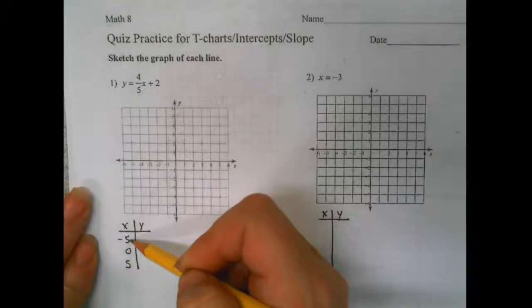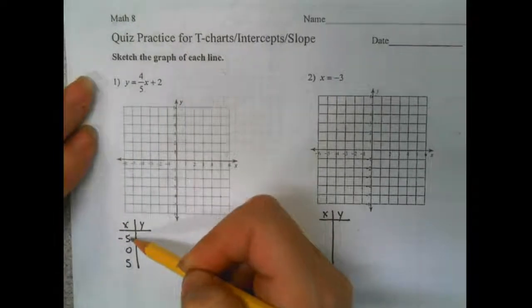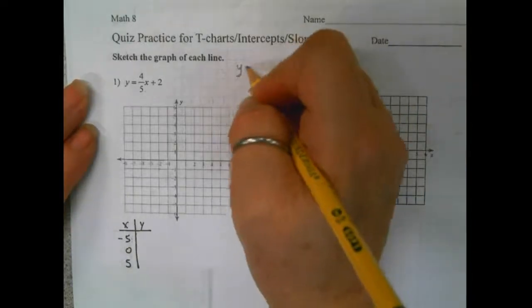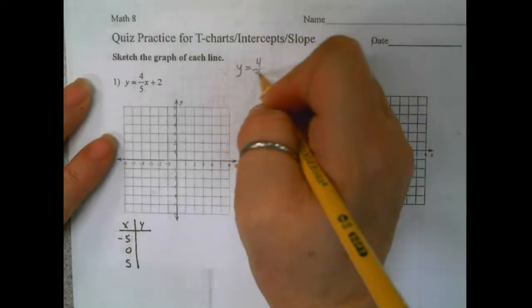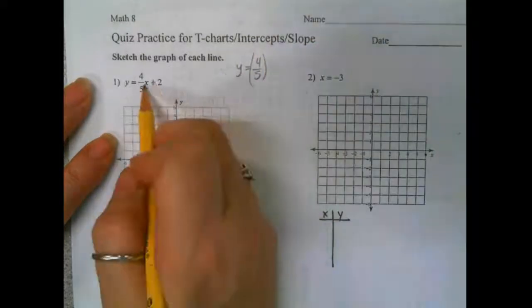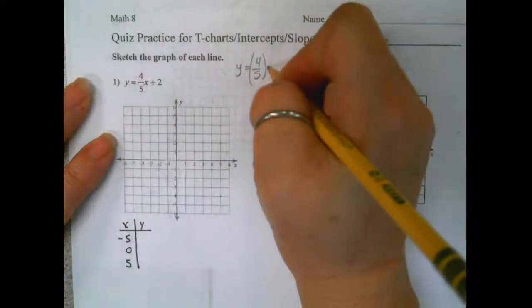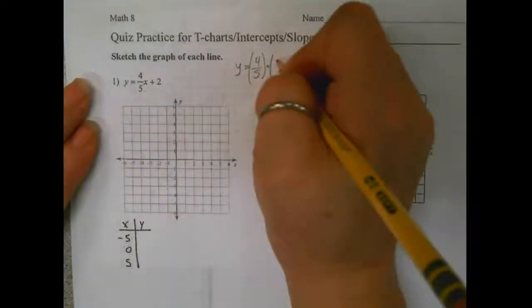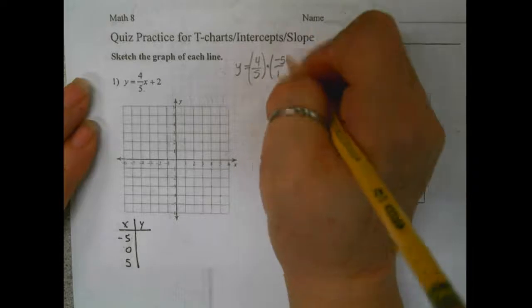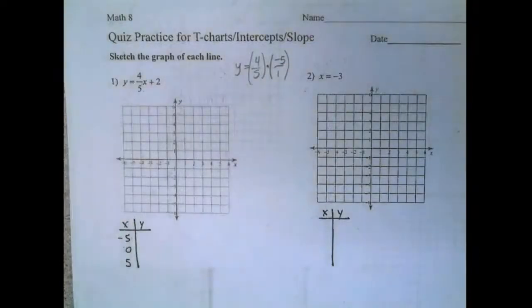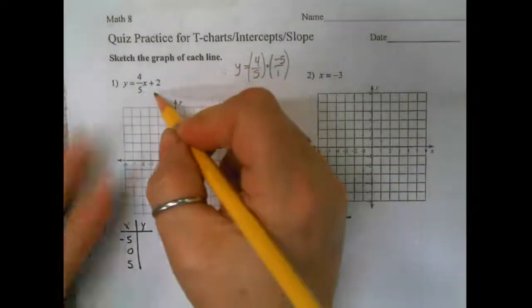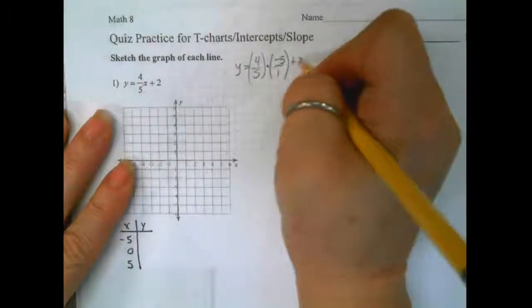using this information. Okay? So if x is -5, we're going to rewrite our problem. So y is equal to 4 over 5. I'm going to put it in parentheses because this says times x. Okay, we're going to multiply it by -5. I'm going to put it over a fraction because we're multiplying fractions. Okay, so then I'm going to finish off my equation because it says +2.